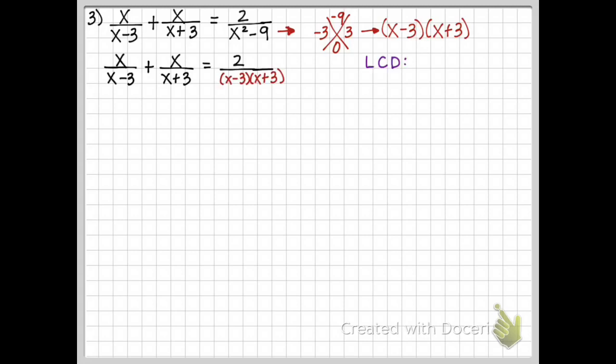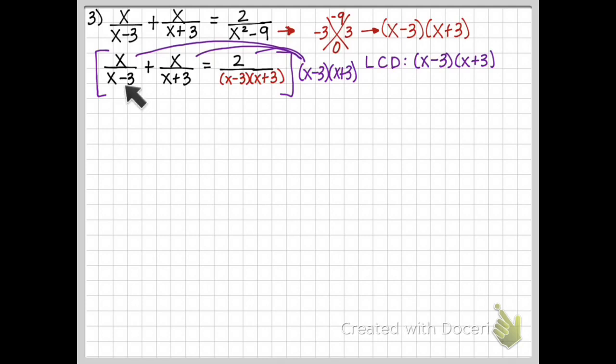Do you notice something here? We have an x minus 3, an x plus 3, and an x minus 3, x plus 3. You take one of everything they have in common. So there's an x minus 3, I'm going to write x minus 3 here. There's an x plus 3, I'm going to write x plus 3 here. This has an x minus 3 and an x plus 3. There's nothing new, so I don't need to add anything to the LCD. So it's just going to be x minus 3 times x plus 3. You don't need to write it twice.